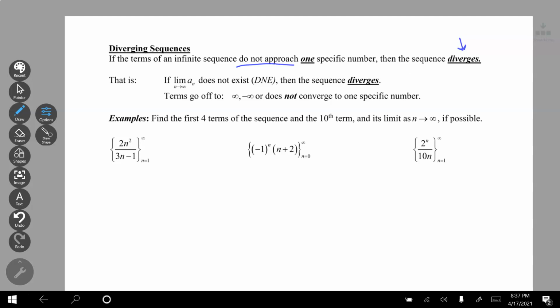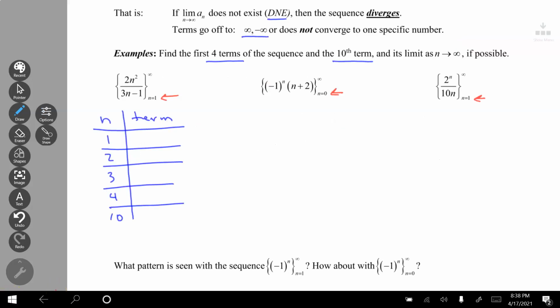So when something diverges, it's because we don't know where it's going, or the limit doesn't exist, or it goes off to infinity or negative infinity. That's not one specific number, so it does not converge, it diverges. Even if it goes off to infinity, it is diverging. So again, we're going to do the first 4 terms and the 10th term and see what happens as we put a bigger number in for n.